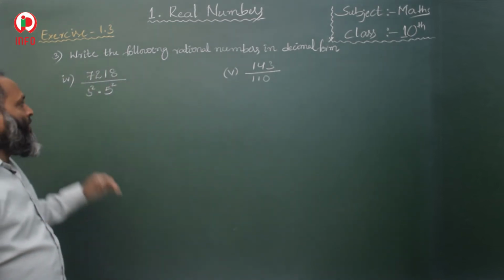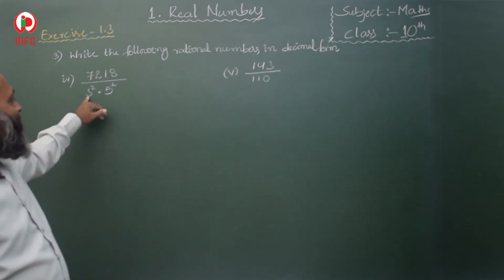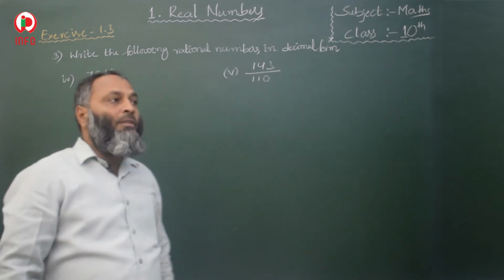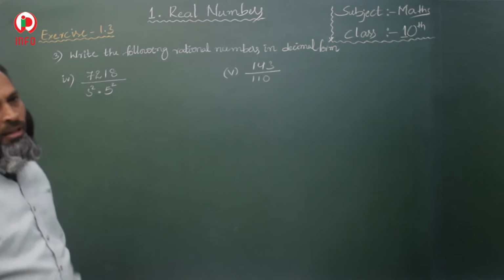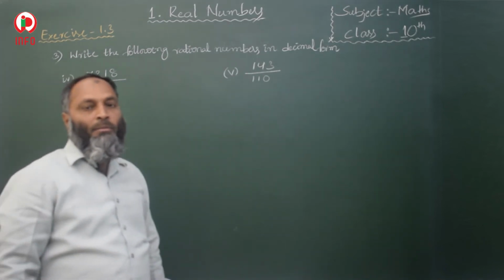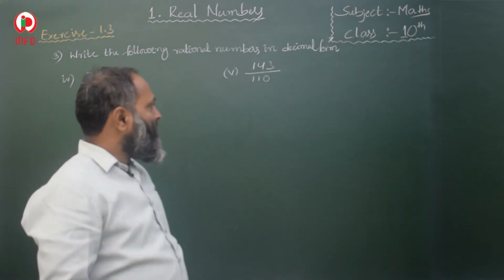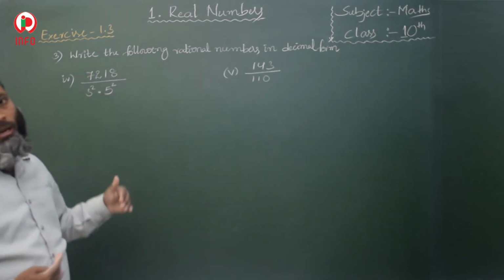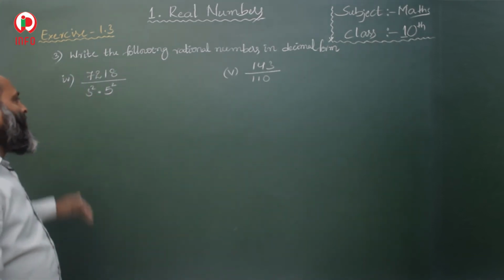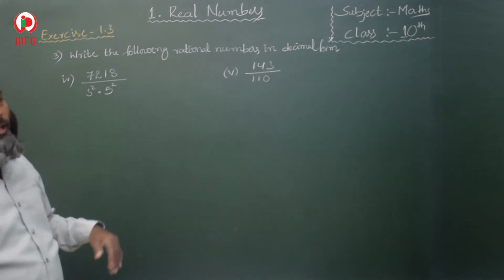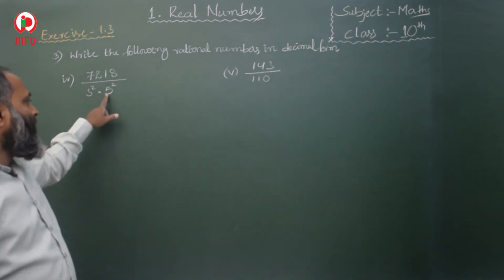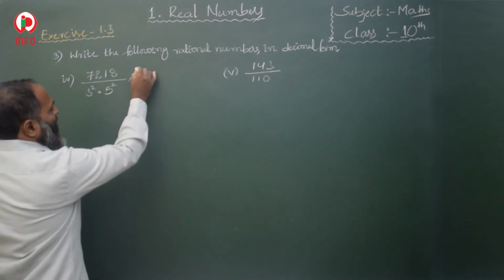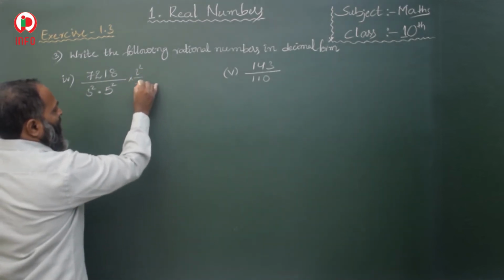So first we should divide. 3 5's are 15. 15 square means 225. With 225 we should divide this number. 225 is a very big number. So first of all we can make it simple. How to make it simple to divide? First here how many 5's do we have? 2 5's. It means you should take 2 2's and multiply: 2 square and 2 square.